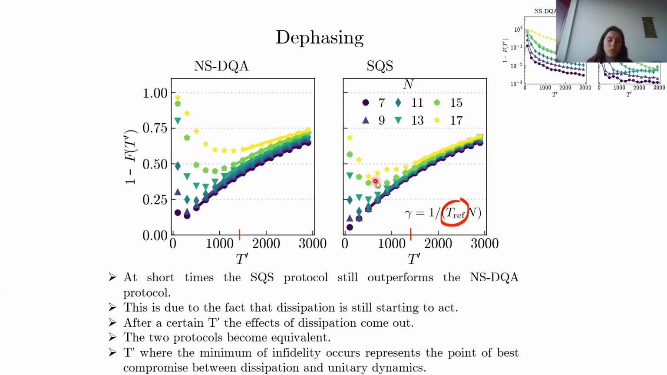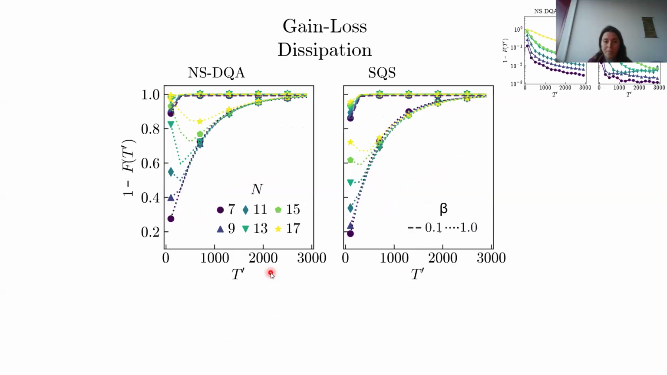So it is interesting to consider that this value of T prime, this value of the minimum of the curves, can be seen as a point of best compromise between dissipation and unitary dynamics.